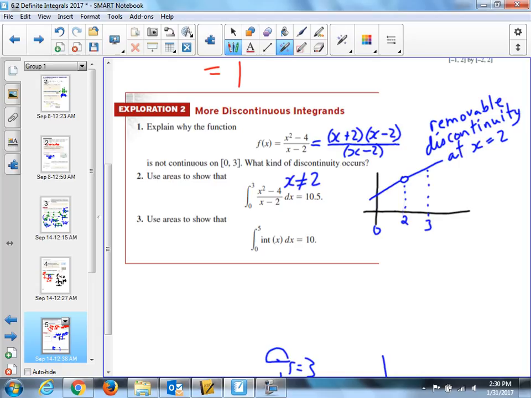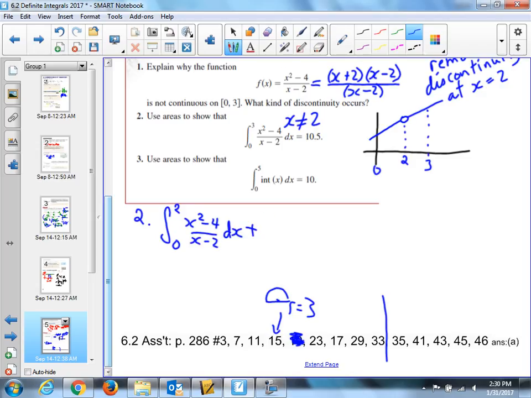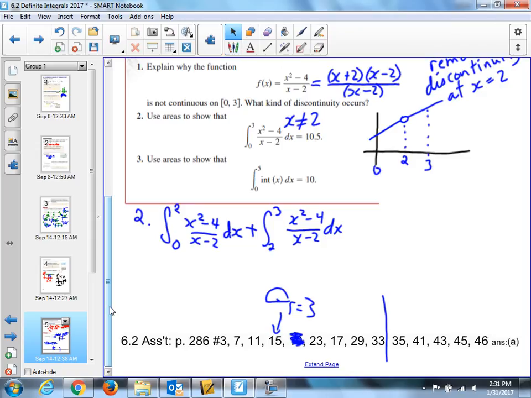Now I'm going to try to fit this in here. So, number 2. I'm going to do the area from 0 to 2, because that's continuous until that point, of the function x squared minus 4. Add that to the area from 2 to 3. How do we go about finding that area? Well, there's a number of ways. If you remember how to do the area of a trapezoid, go ahead and do that.